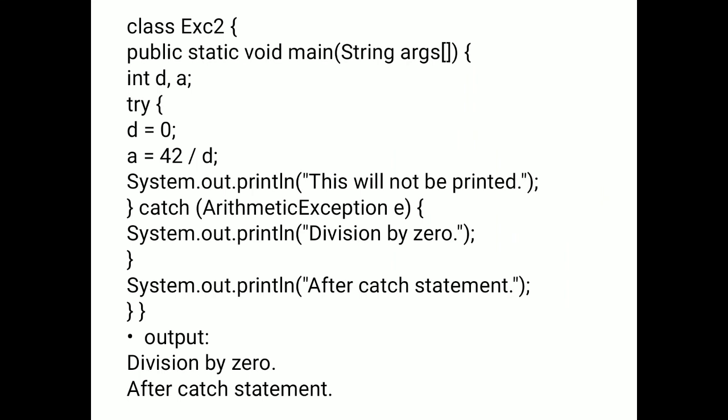So for that reason the output of this program is divide by 0 and after the catch statement. The line which is immediate to a is equal to 42 by d will not be printed. Why? Because there is an error in the previous line.